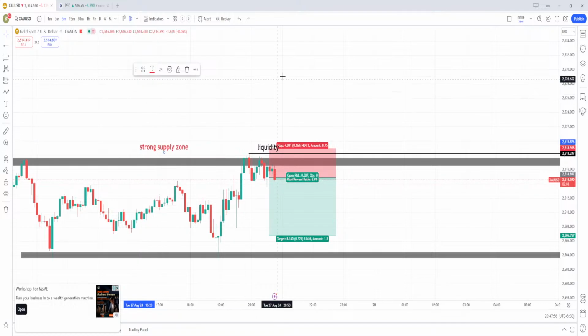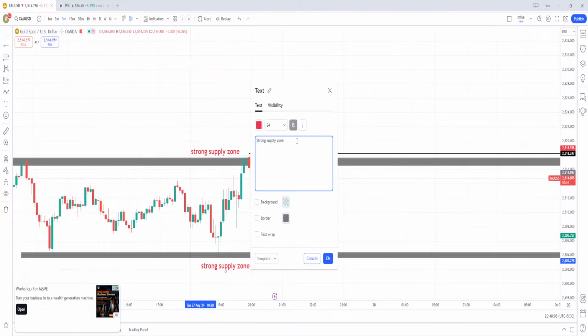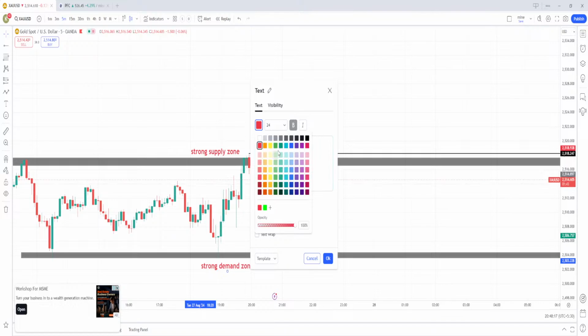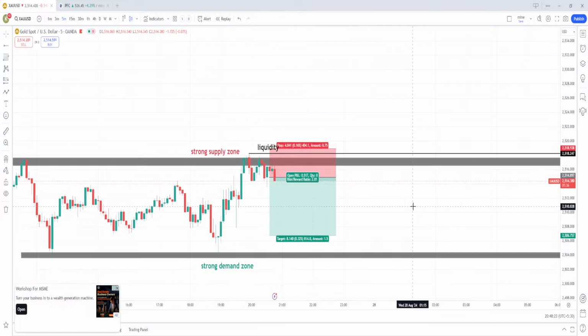Before taking a trade, you have to make a proper setup. It will give you proper entries and exits, because if you take the trade anywhere in the middle of these zones, the possibility of hitting SL is too high. So whenever you are going to take a trade, find a place where you get a proper entry.